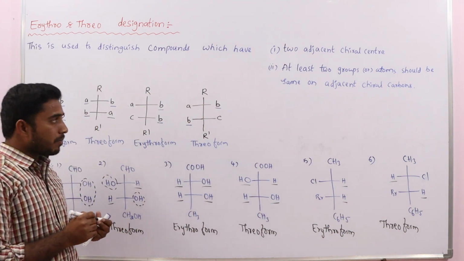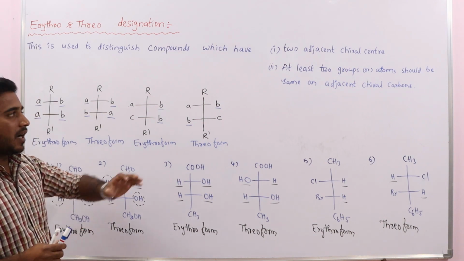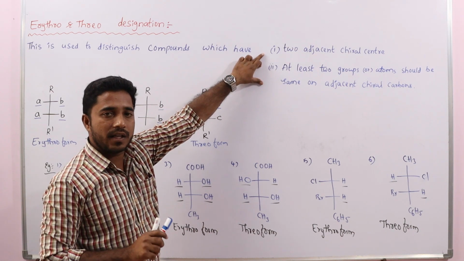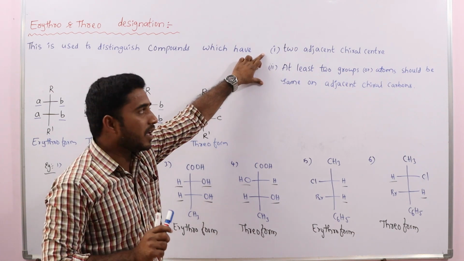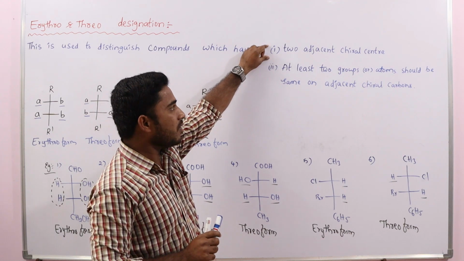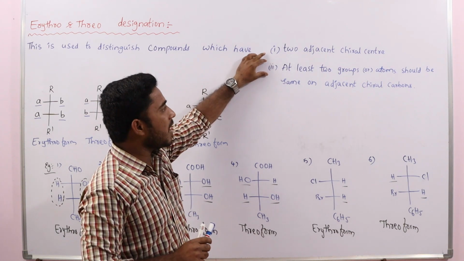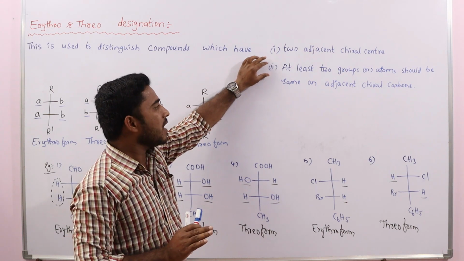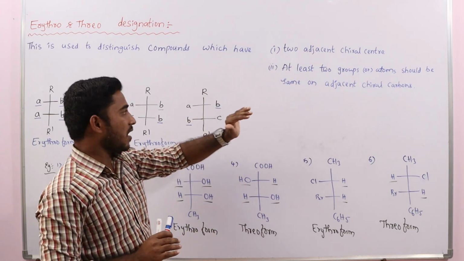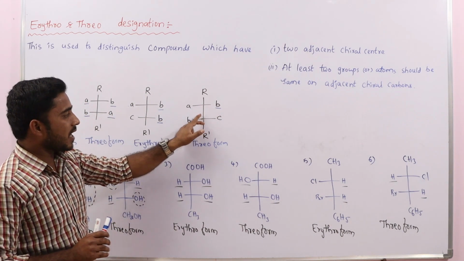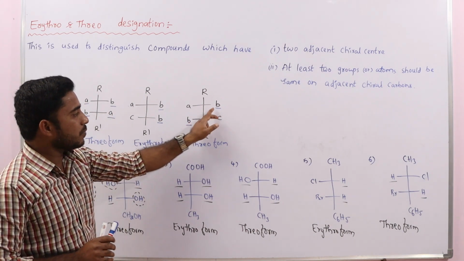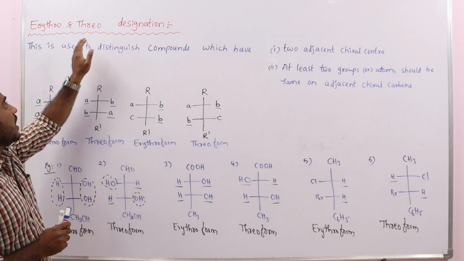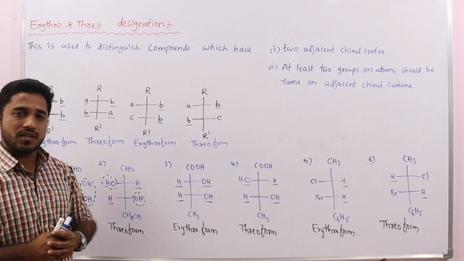Here what you have to remember, very important conditions: two adjacent chiral centers. We can apply erythro and threo designation only for compounds which have two adjacent chiral centers, and one more condition is that at least two groups or atoms should be the same on the adjacent chiral carbons. This is two adjacent chiral carbons. At least two groups should be the same on these adjacent chiral carbons. Then only we can apply erythro and threo designation.